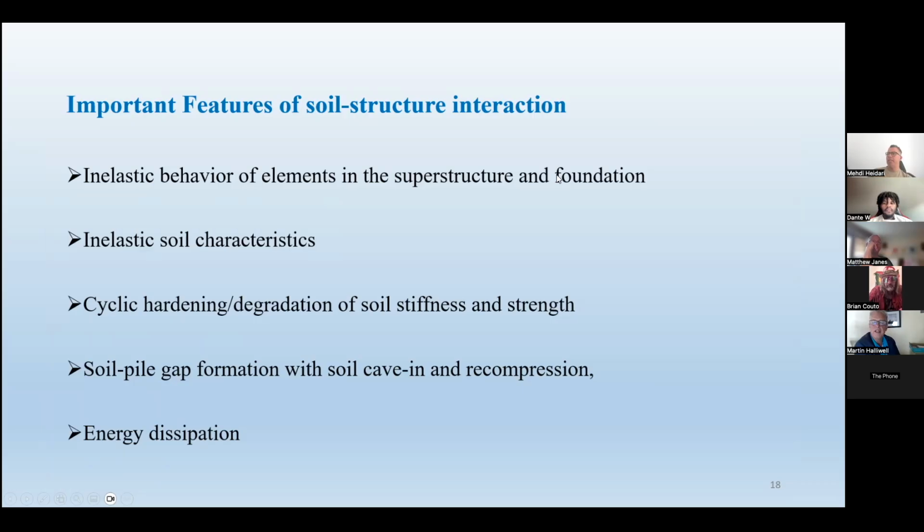We have inelastic. Mehdi, can you show us the design software where you show the layering of the soil? Yeah. Can you show that? Because that would be good. Yeah, I'll I'll get to that.